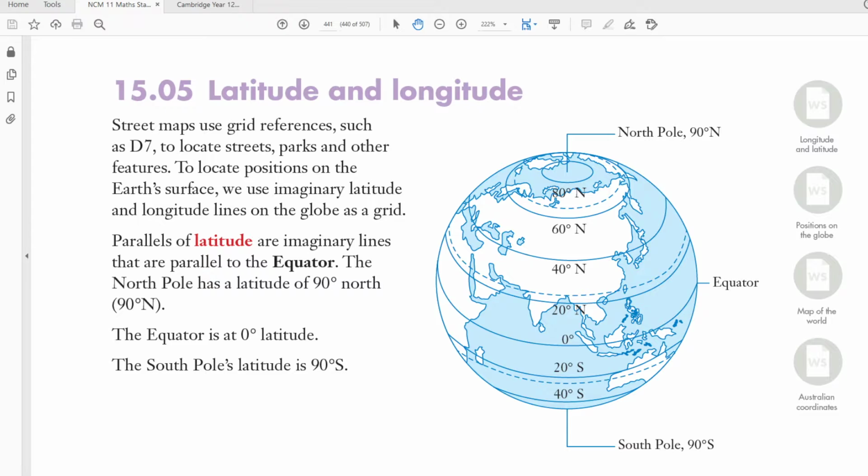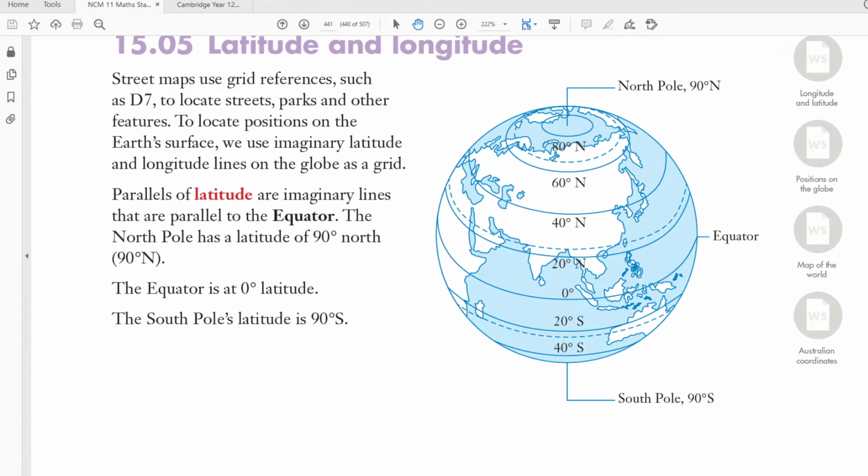Now, for the Earth or the globe, we use some imaginary lines. We call these lines the latitude and longitude lines, and they're treated like a grid as they go around. Now, the parallels of latitude are imaginary lines that are parallel to the equator. So the equator is around the center, and we call that 0 degrees.